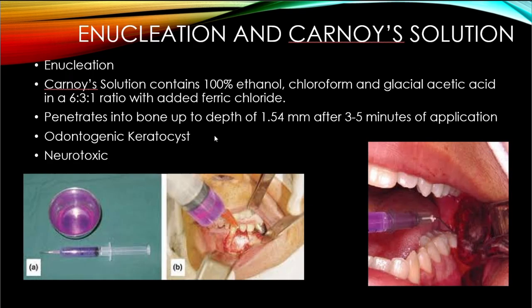In odontogenic keratocysts, sometimes we need to use Carnoy's solution. Now, it has 100% ethanol, chloroform, and glacial acetic acid in a 6:3:1 ratio with added ferric chloride 1 gram. Now, it penetrates into bone up to a depth of 1.54 millimeters after 3 to 5 minutes of application. It's the odontogenic keratocyst, as we said, that's where we use it most of the time, but it's neurotoxic. If I have a nerve close around me, I prefer not to use Carnoy's solution.